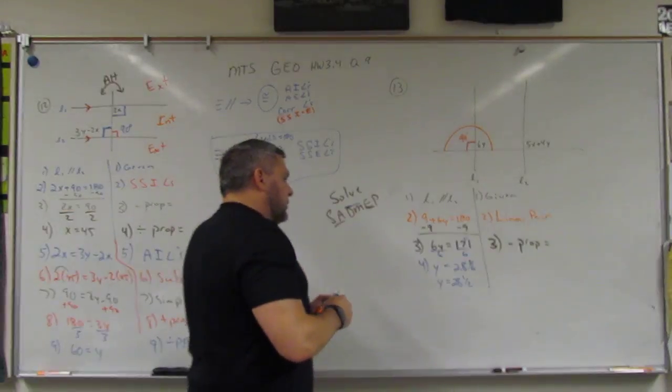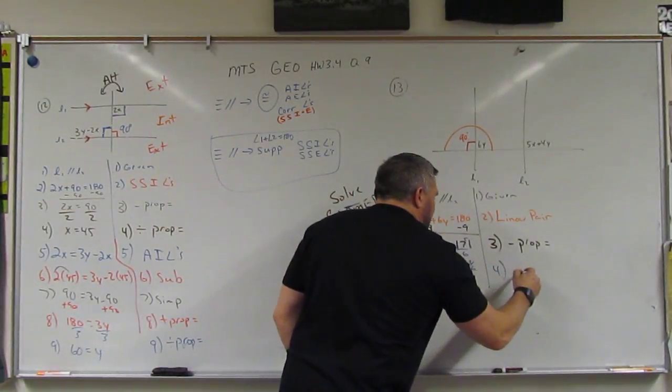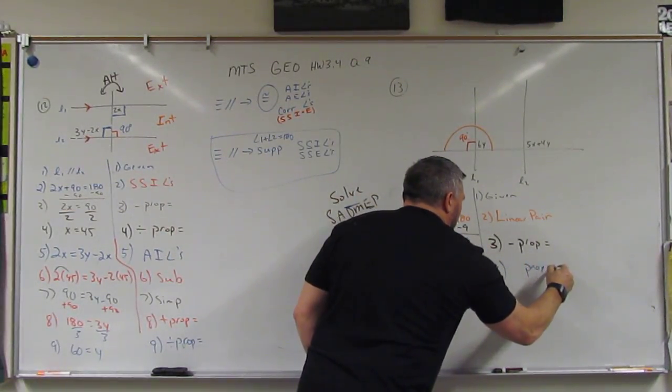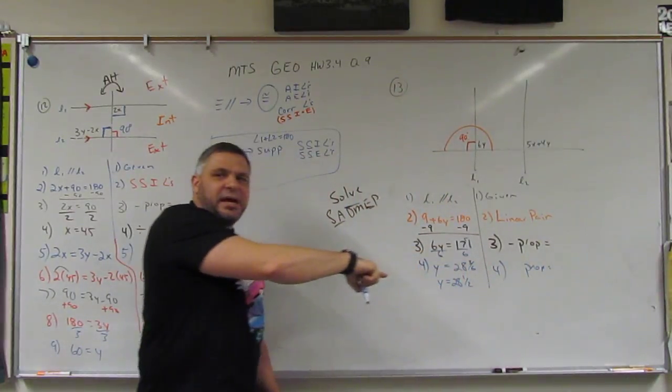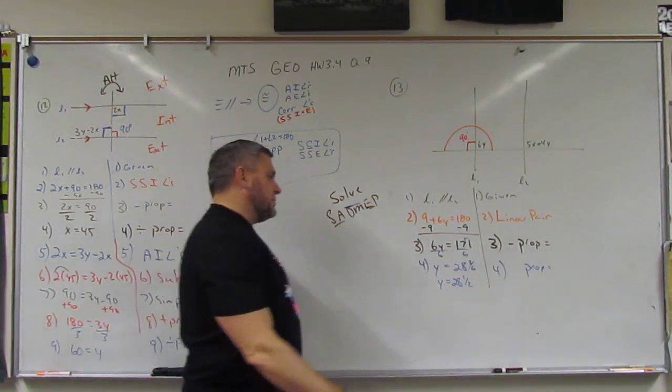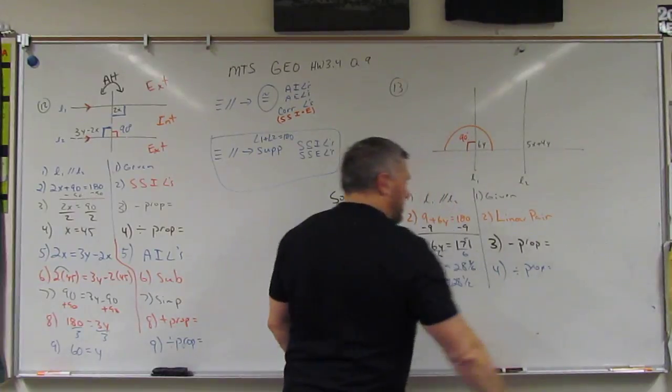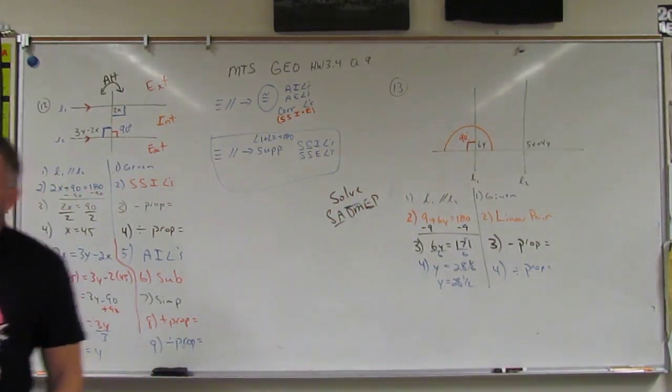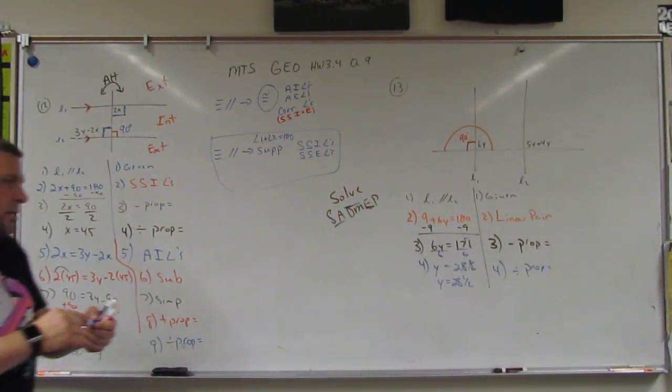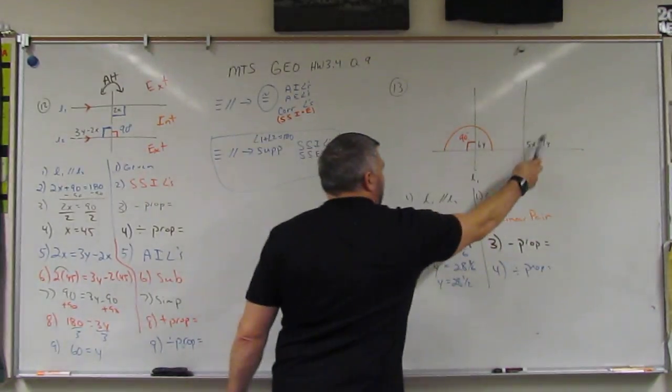Okay. But why is that? That's a property of equality, right, Alan? So what property is that? Division. Good. All right. Then what? Well, we got to figure out this guy.